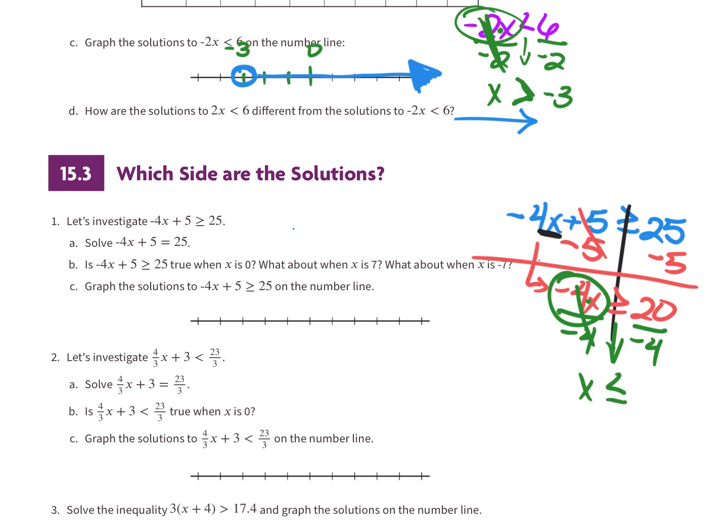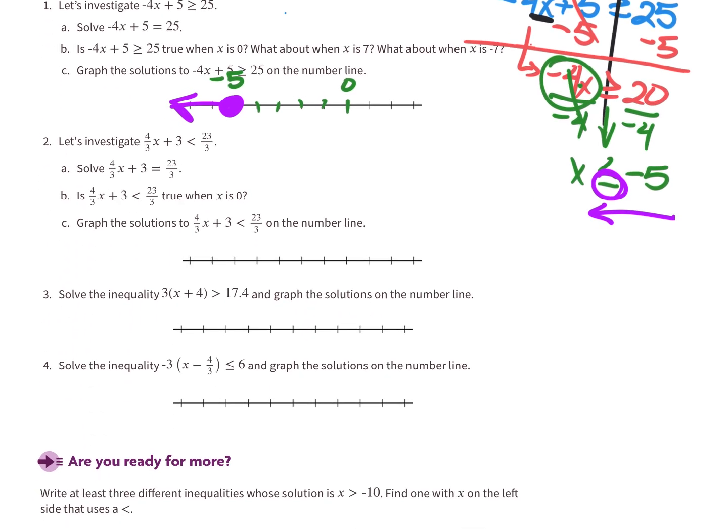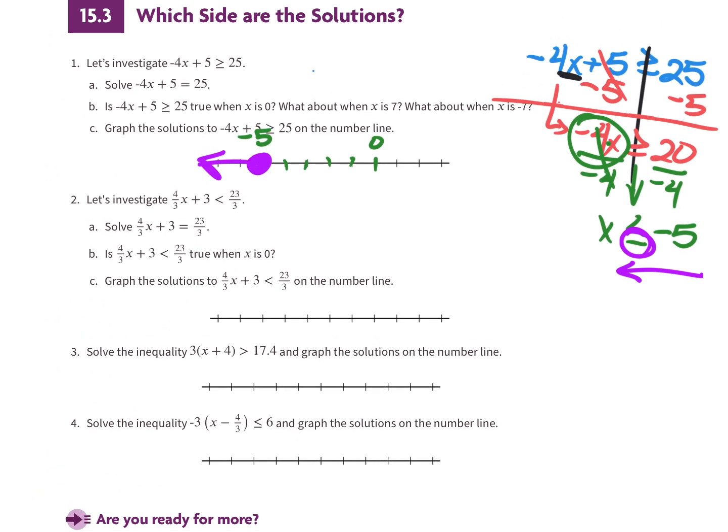20 divided by negative 4 using your calculator should be negative 5. So here's 0, 1, 2, 3, 4, 5. There is a line underneath it this time. See the line right there? So we're going to fill in the circle. It's going to be closed. And the sign will go to the left. So it looks like that. Okay. Number 2, same thing, but with fractions.